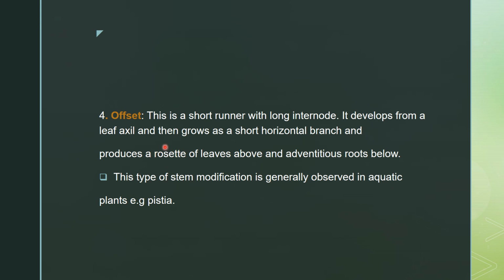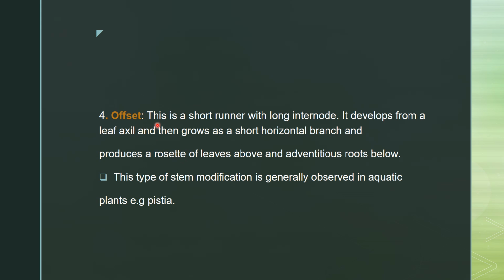If you don't know the rosette, it's leaves, but they are arranged in a circle shape. They look like a flower, or like the petals of a flower. So they are called rosette. Okay. So let us say it again.